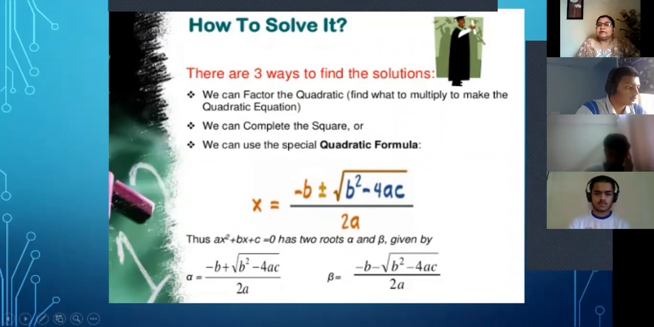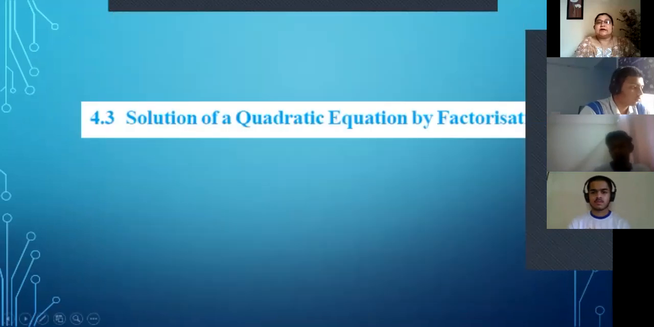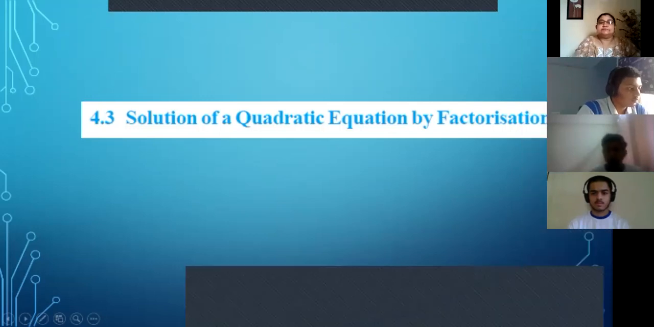Now, quadratic formula method, just look into it. We will have it in detail afterwards. So this slide is what we need to look at: solution of a quadratic equation by factorization.